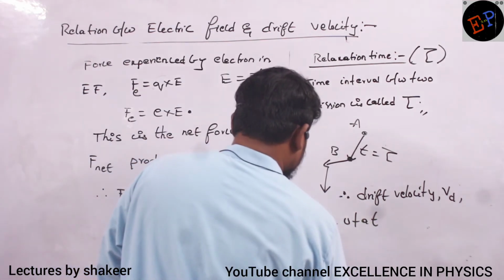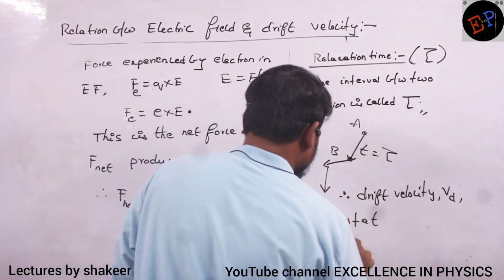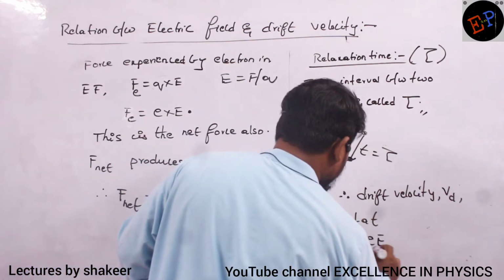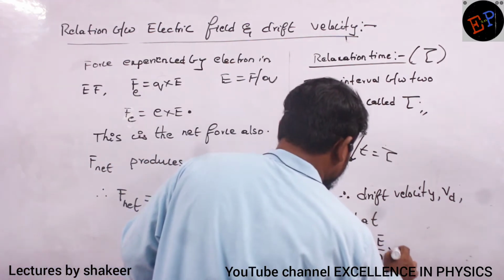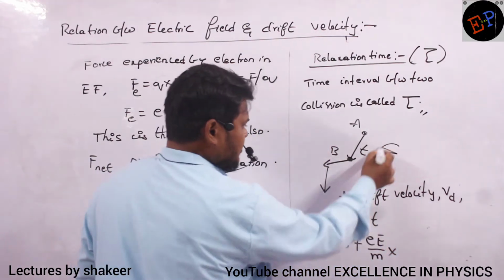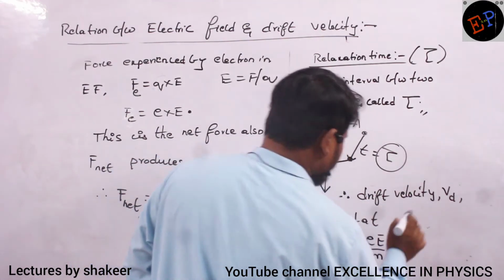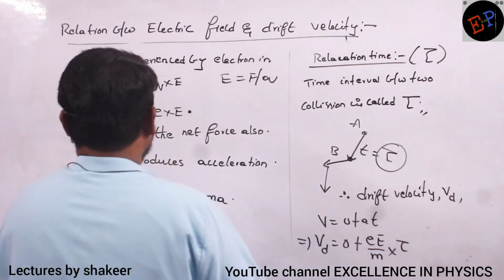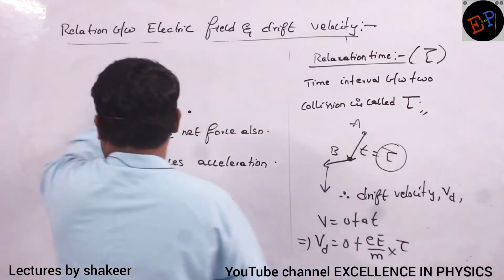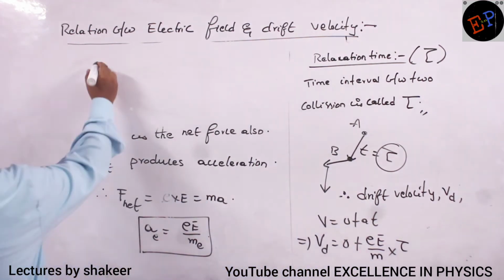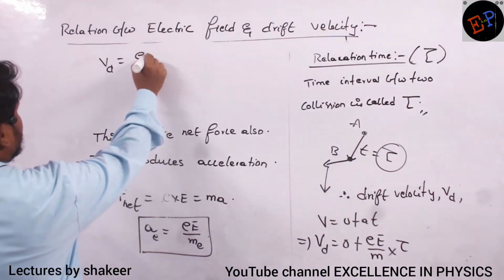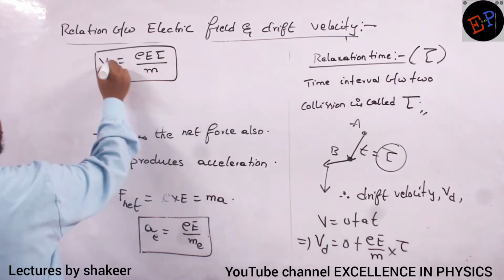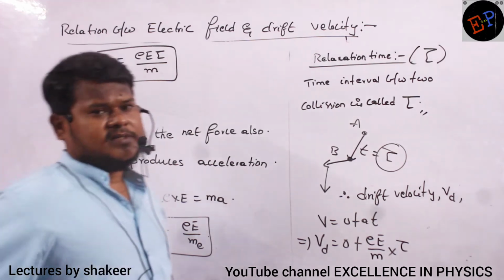Then how can I write this equation? Drift velocity is equal to 0 plus, what is the acceleration produced? Acceleration produced is eE by m multiplied by that time interval, which is called relaxation time, so multiplied by tau. So the equation for drift velocity is Vd = eEτ/m. This is the equation to calculate the drift velocity of an electron.